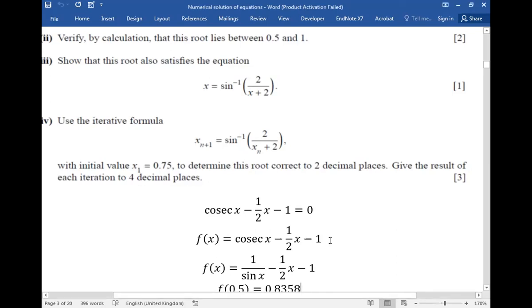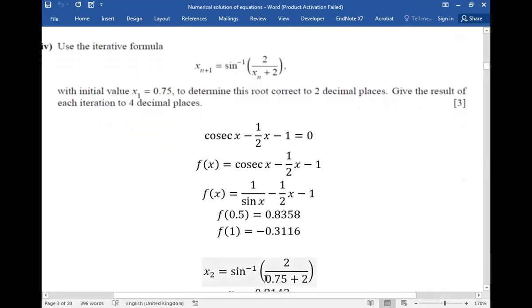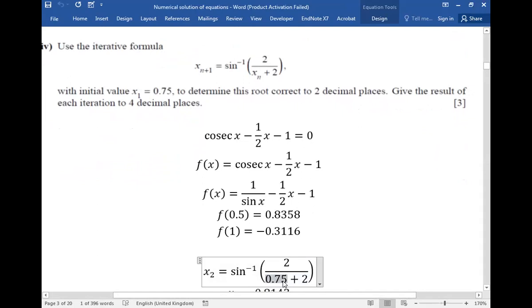Fix your calculators to 4 decimal places. Just put the first value 0.75 and press equals. So that is stored as an answer in your calculator. Now make this entire formula in your calculator, sine inverse of 2 upon answer plus 2. Instead of 0.75, we will put answer plus 2.